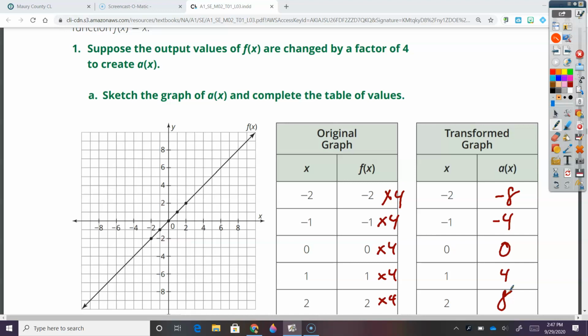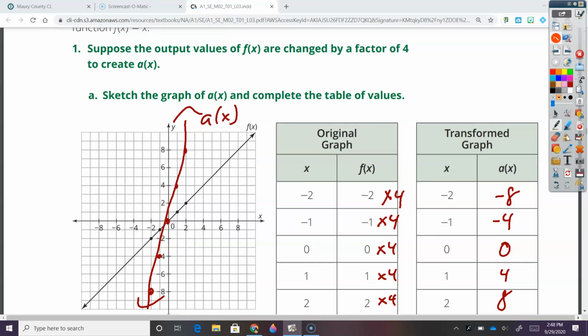So this is a dilation. A dilation means it's going to get bigger or smaller. Depends on what you're multiplying by. So we're going to sketch this graph. So we've got -2, -8, -1, -4, 0 and 0, 1 and 4, 2 and 8. And there is our a of x. Hopefully your line's a little bit straighter than mine.